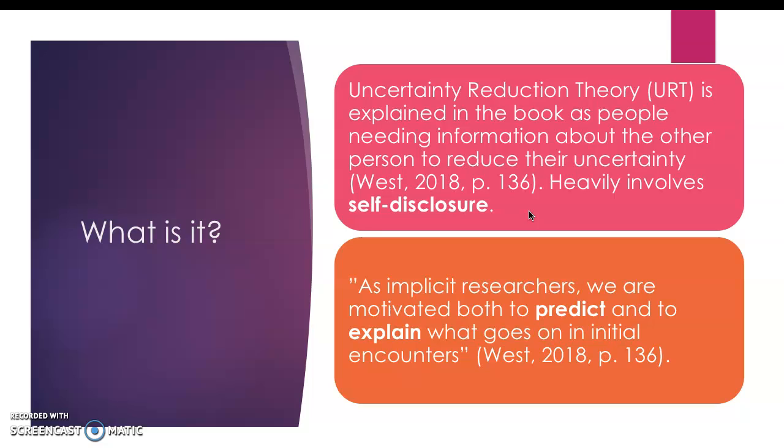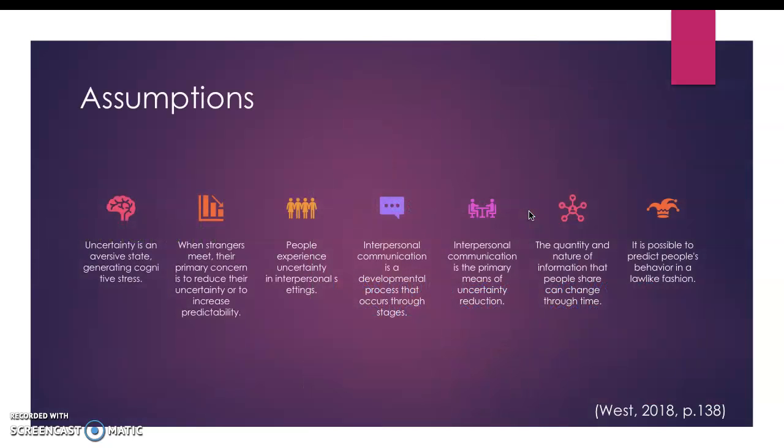So, just a little bit about the theory and what it is. Uncertainty reduction theory, or URT, is explained in the book as people needing information about the other person to reduce their uncertainty. So, this is going to involve a lot of self disclosure, revealing information about oneself so that others are feeling comfortable. And then, as implicit researchers, we are motivated both to predict and to explain what goes on in initial encounters. So, throughout all of our communication, we are trying to predict what other people want us to say and explain the things that didn't go as well in those conversations.